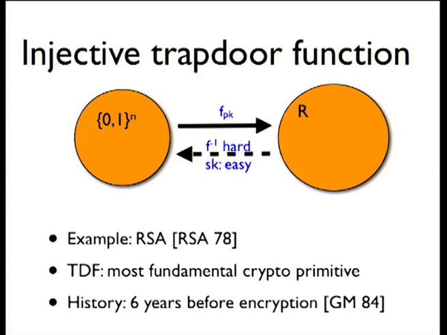An example is the famous RSA scheme from '78, and ever since, this has emerged as one of the most fundamental primitives in crypto. In particular, we can do a lot of things from it. We can do signatures, encryption, the whole world of Cryptomania from Russell's classification. And one interesting thing to note is that first came the trapdoor function, and then six years later, in GM '84, there was only the concept of probabilistic encryption. So first trapdoor functions, then encryption six years later.